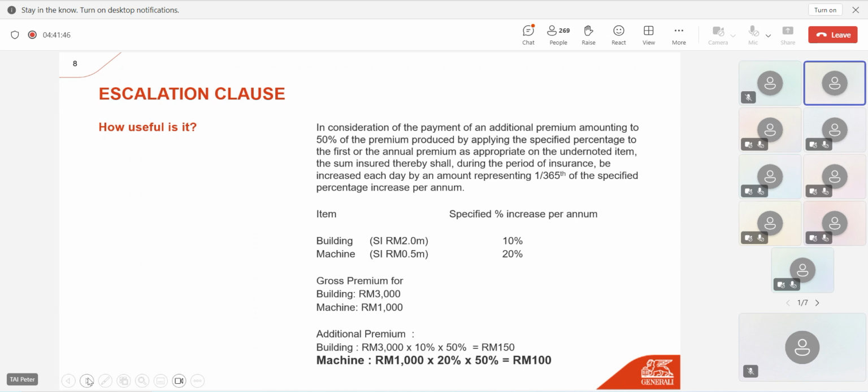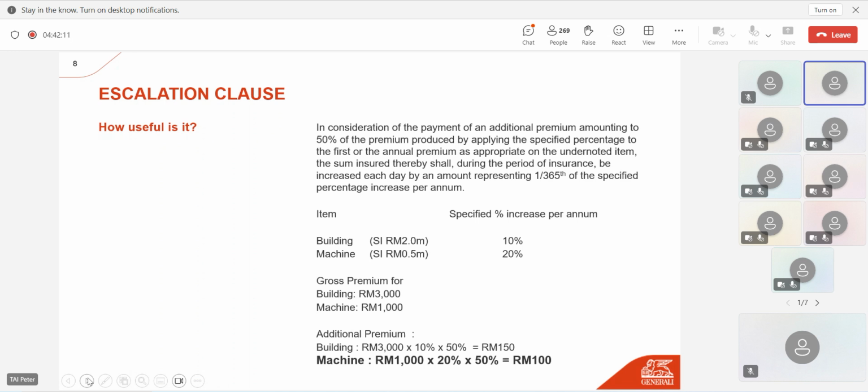Escalation means that in consideration of the payment of additional premium amounting to 50% only of the premium produced by applying the specific percentage to the first or the annual premium as appropriate to the under-noted item, the sum insured thereby shall, during the period of insurance, be increased each day by an amount representing 1/365 of the specified percentage increase per annum.